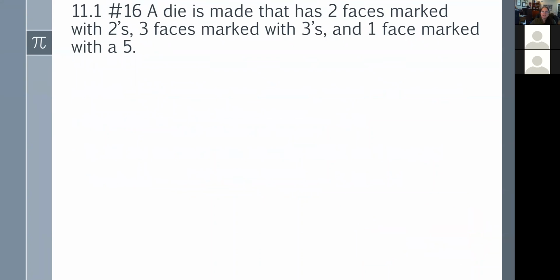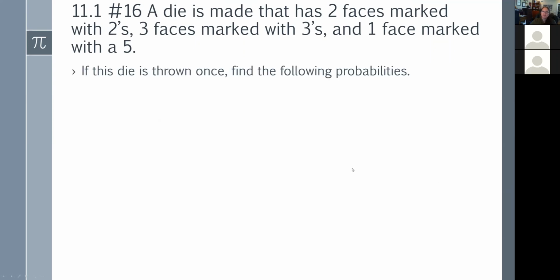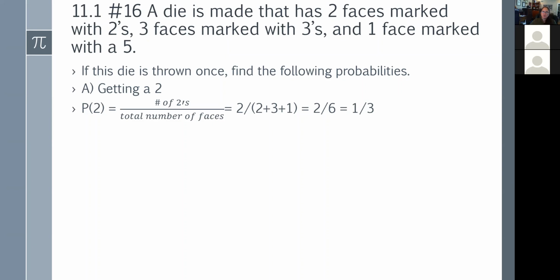Problem number 16 says, a die is made that has 2 faces marked with 2s, 3 faces marked with 3s, and 1 face marked with a 5. If this die is thrown once, find the following probabilities. Part A is getting a 2. The probability of getting a 2 is the number of 2s out of the total number of faces. And so that is 2 out of 6, or 1/3.